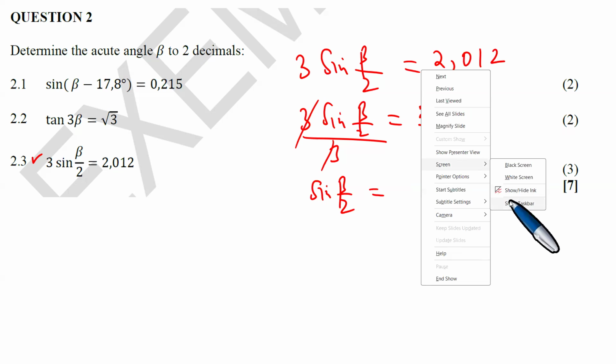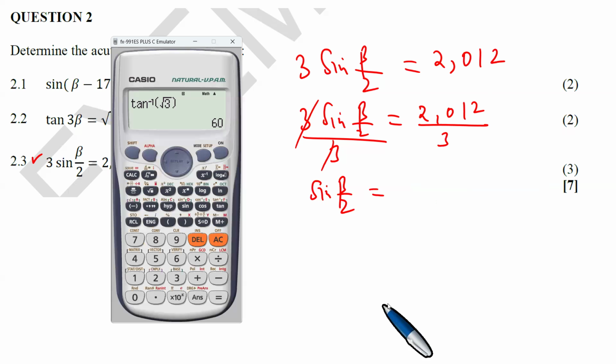So let us perform division. So we're going to divide, for example, 2.012 divided by 3. What is the answer? Okay, so the answer is actually 0.6706 recurring. Right, so it is 0.67.